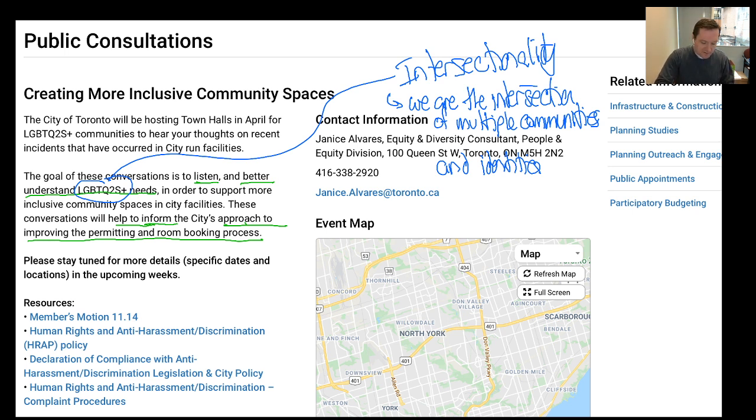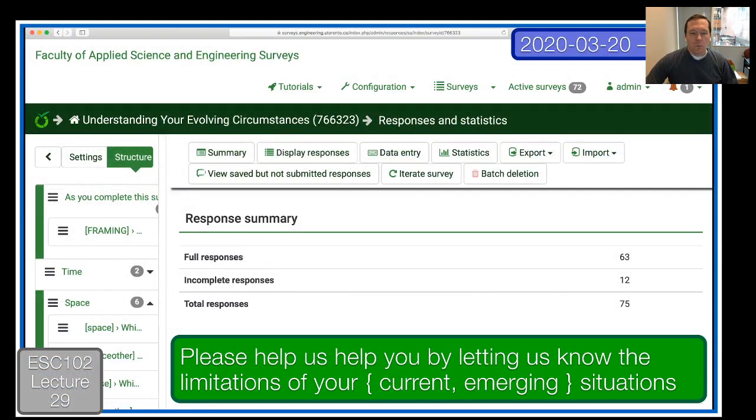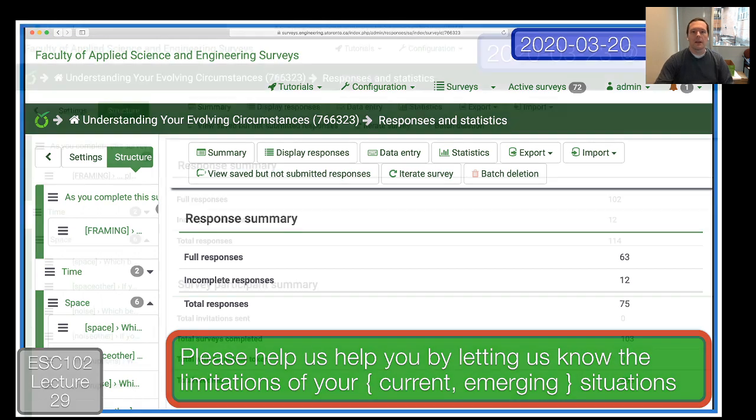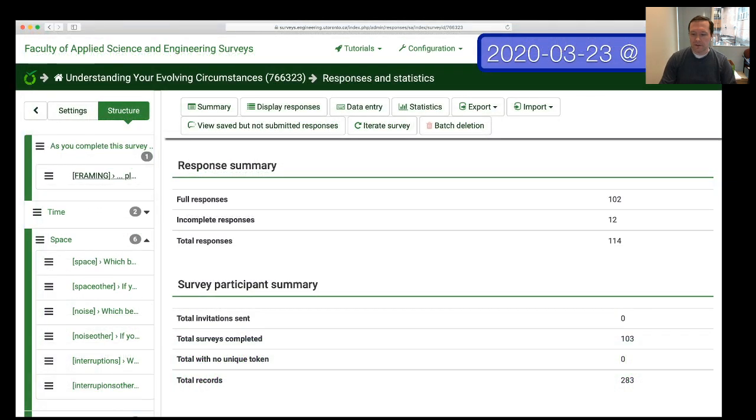There were public consultations with respect to Waterfront Toronto. Public consultations are happening all the time. We are also trying to understand your evolving circumstances. This is one of our forms of public consultation right now. This was yesterday. We had about 63 full, 75 total. So why? We want to know the limits of your situation so that we can tailor our expectations and our responses. Well, this was as of 11:30 this morning.